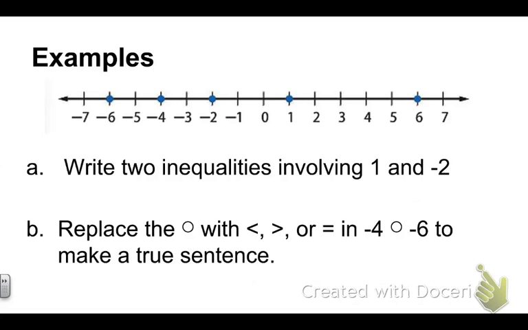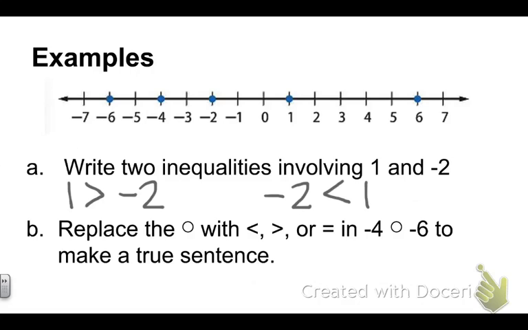For part A, write 2 inequalities involving 1 and -2. So I'm just going to write those numbers, 1 and -2. How can I write an inequality? How does 1 compare to -2? Well, 1 is greater than, so just put the greater than symbol in. Now, I need to write a second one, so I'm just going to switch the order that those numbers are in. Now, look at your first number. You've got -2. -2 is now smaller than 1, so I'm going to put the symbol in for less than. So those are 2 different inequalities.